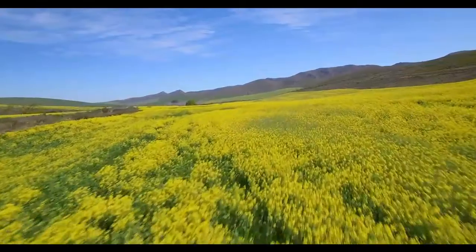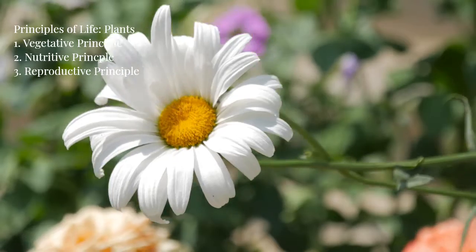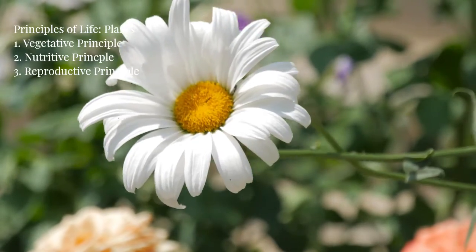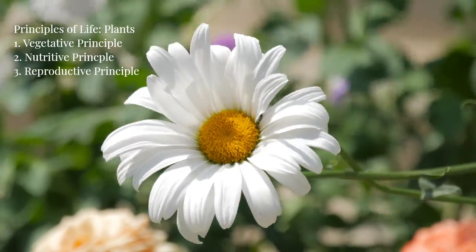Plants only enjoy the vegetative, nutritive, and reproductive principles of life. So, for a plant to be good and flourish, it needs to reach its full potential in each of these principles.